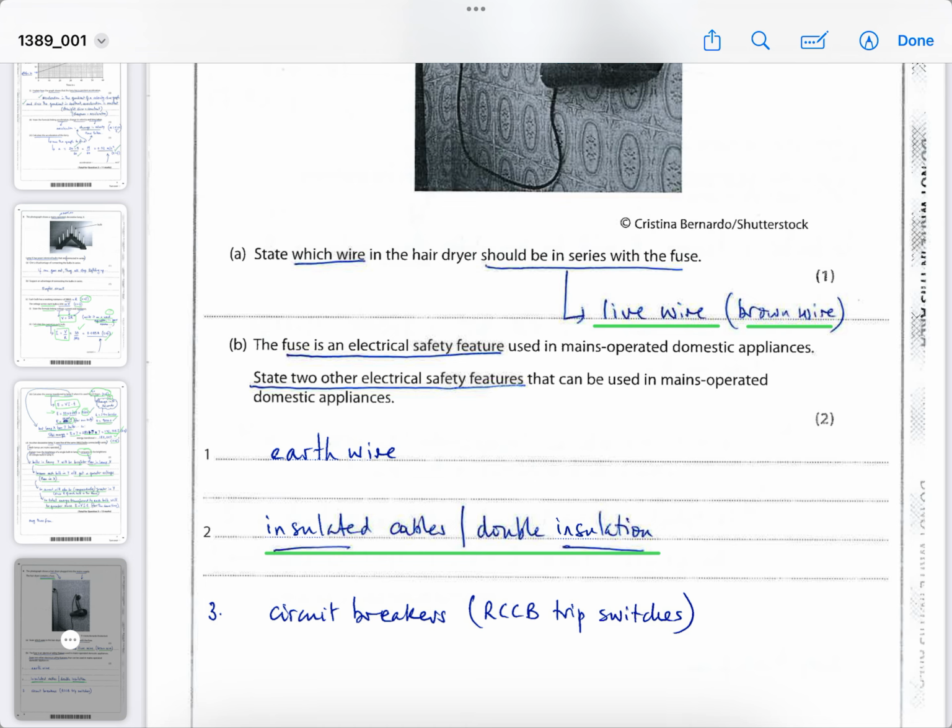The first two points you put will get you the marks, so don't put more than 2 safety features because they'll only mark your first 2 answers. Okay, so always put your best guess in.